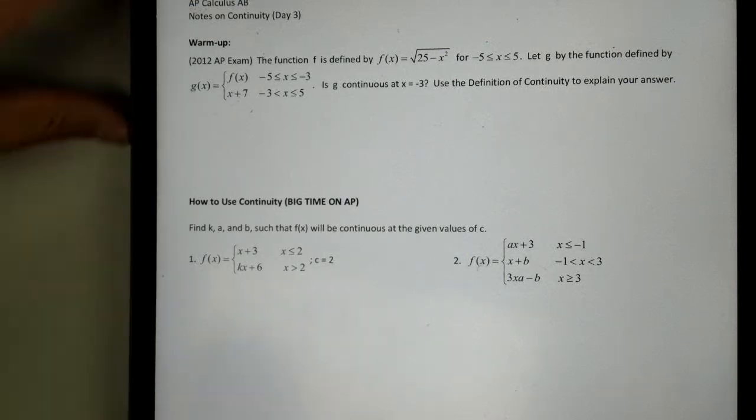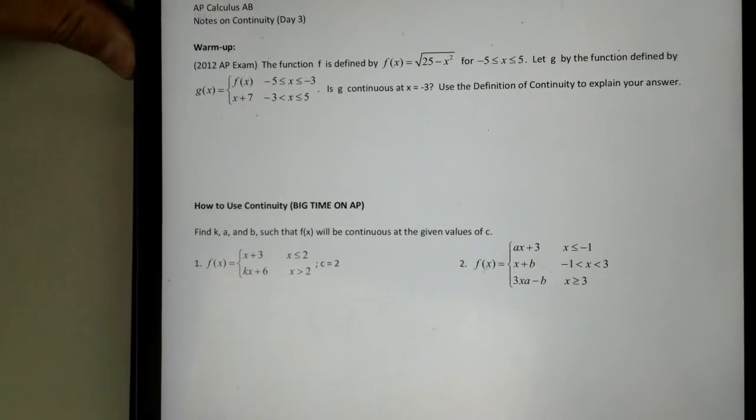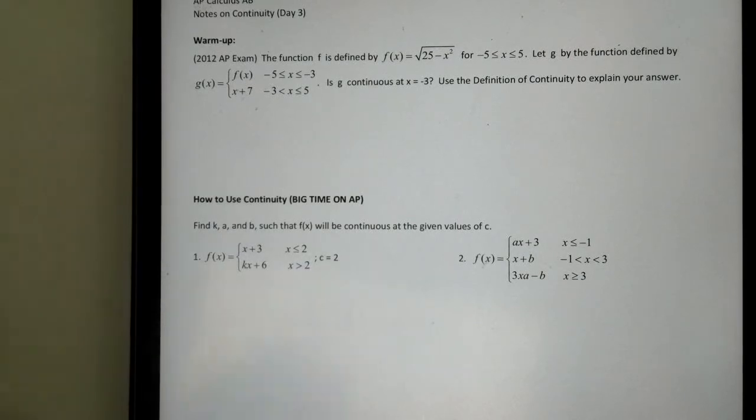Hey, welcome back. Today we are going to be taking a look at Continuity Day 3, the hard day. You've all been thinking it's been pretty easy. Welcome to today. All right, the first one comes from an AP exam.